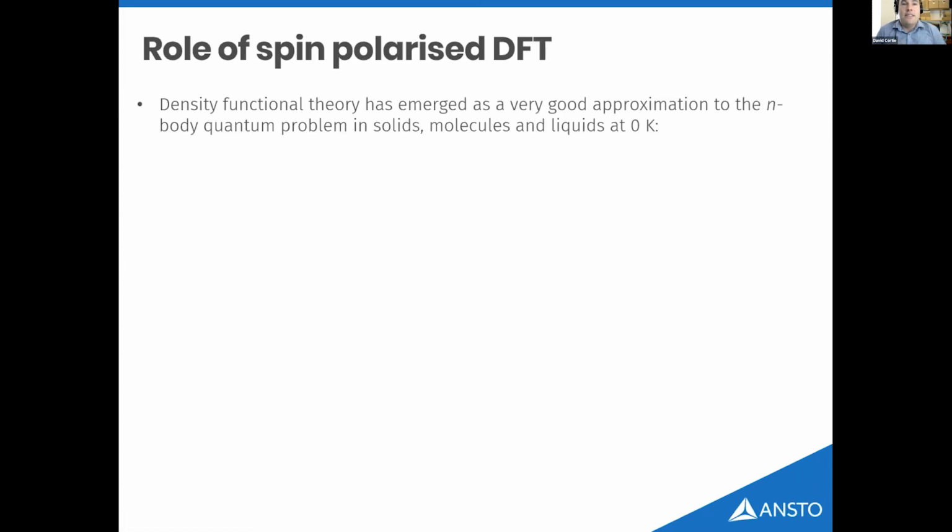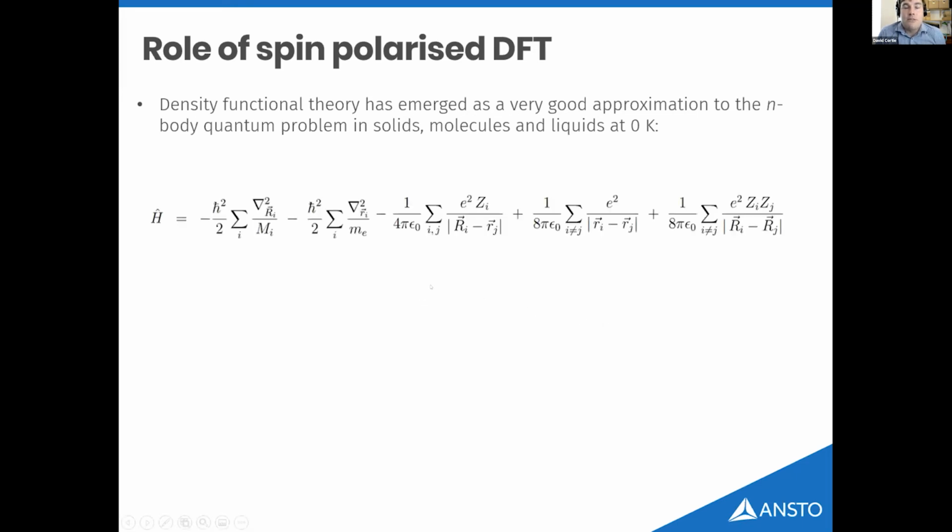So density functional theory is probably very familiar to most of you. It's a very good approximation to the n-body quantum problem in solids. It also works in molecules and liquids. If we would write out the full n-body quantum problem, this is what the Hamiltonian would look like. We would have terms for the interaction between the electrons, interactions between the ions, interactions between the ions and electrons. Clearly, there's a lot of terms, and even the classical problem here is impossible to solve, never mind the quantum problem. So DFT is really a set of approximations that allow us to approximate this in a useful way. It's not perfect, but it's very good.